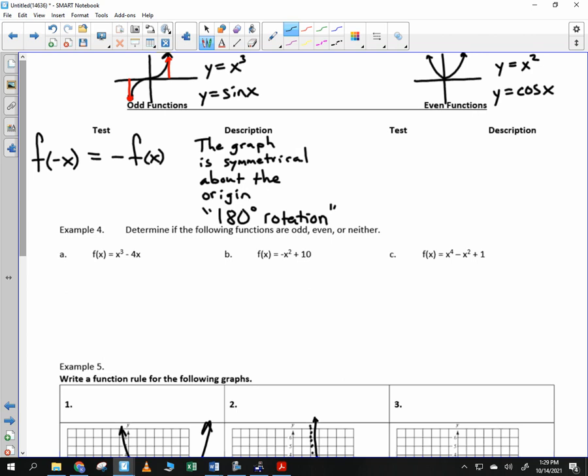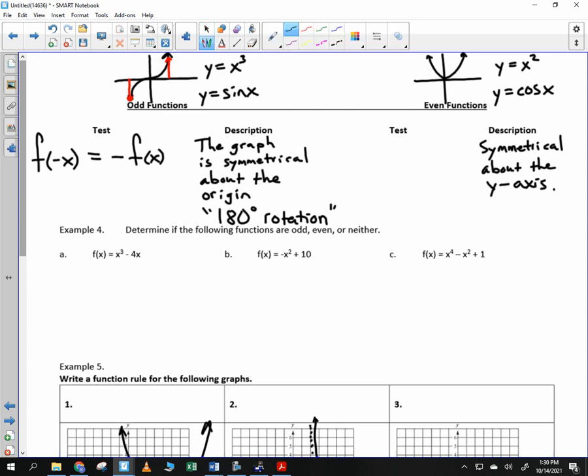What makes something even? Even number, and also the fact that it is symmetrical about the y-axis. So does everybody agree I could take that parabola and you could reflect it over the y-axis and it would look the same? That's what makes it even. So odd functions are symmetrical about the origin, whereas even functions are symmetrical about the y-axis.